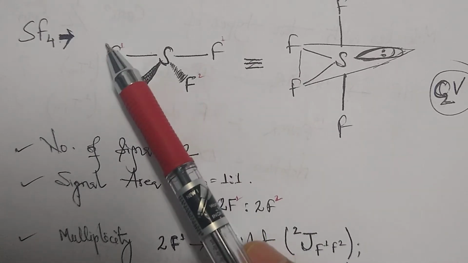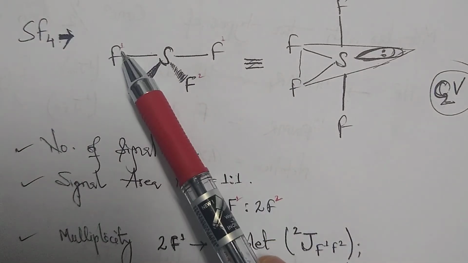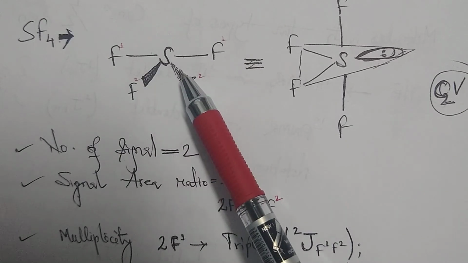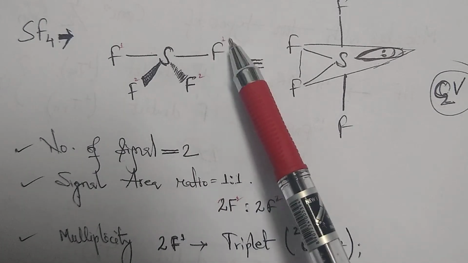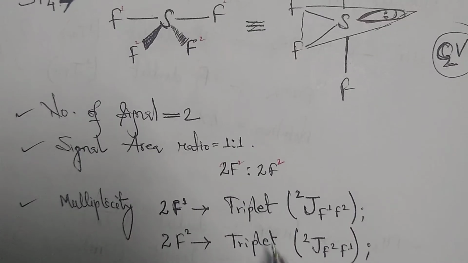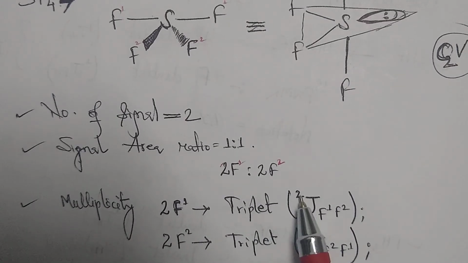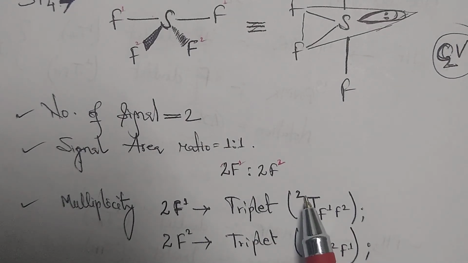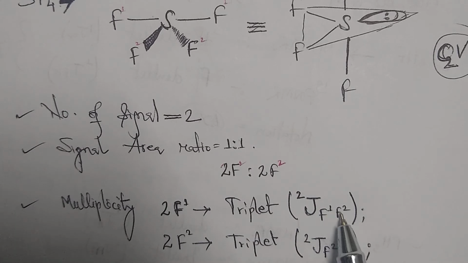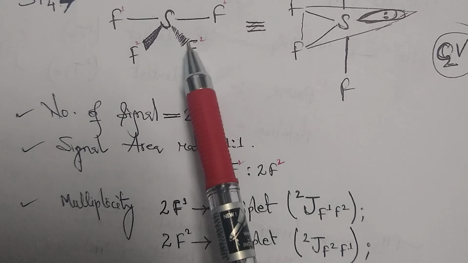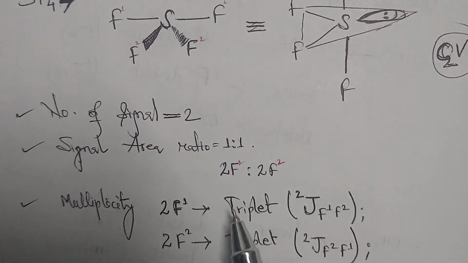Similarly, the other first type of fluorine will get the same environment. So for the 2 fluorine of the first type we will get triplet multiplicity with this coupling constant, that is the 2 bond coupling constant 2J F1 due to F2, what we have discussed over here.